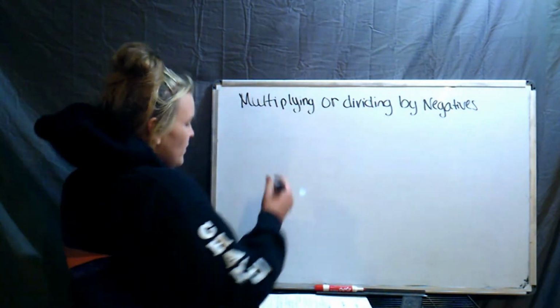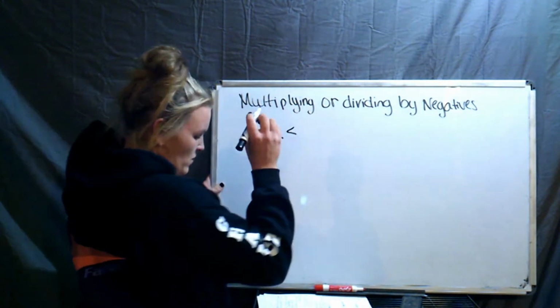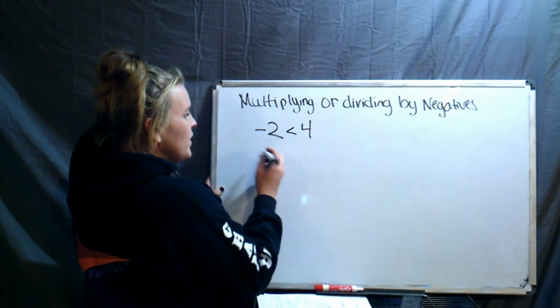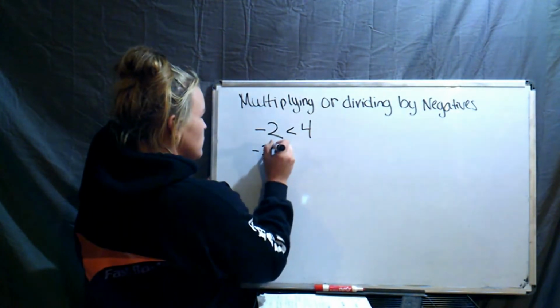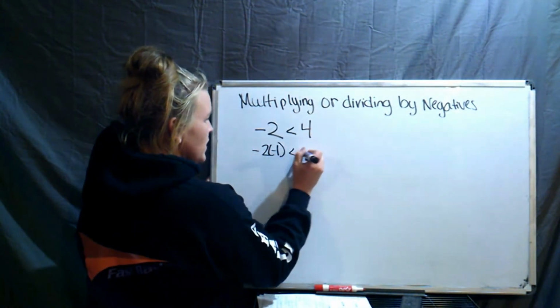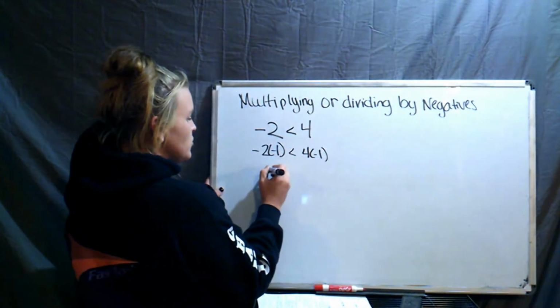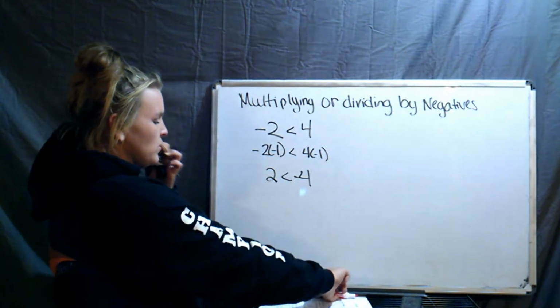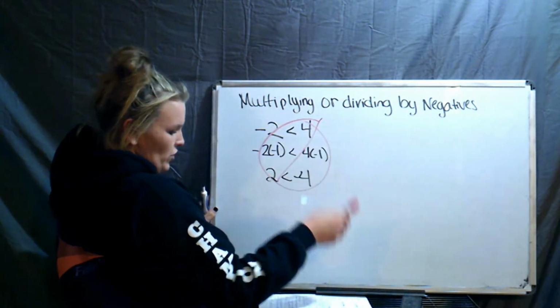If we have negative 2 is less than 4, which is true, and now I want to multiply both sides by negative 1. So negative 2 times negative 1 is less than 4 times negative 1. What's our answer? 2 is less than negative 4. Now, is this true? Is 2 less than negative 4? No. So this is not true.